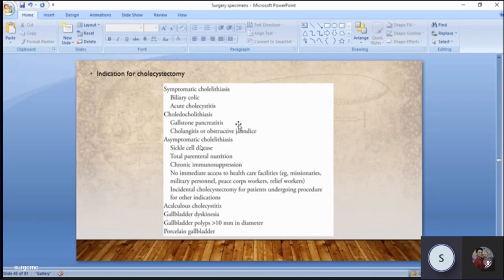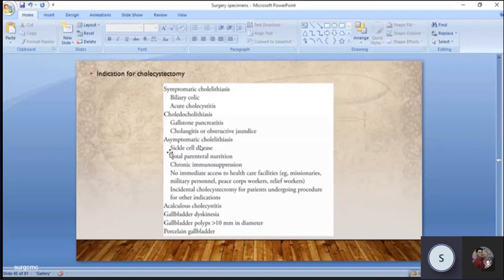And gallstone pancreatitis: if that CBD stone dislodges below and occludes the ampulla of Vater, it will lead to pancreatitis, which is known as gallstone pancreatitis. In that case also we have to do cholecystectomy. And in cholangitis patients. And what can be asked is what are the indications of cholecystectomy in asymptomatic cholelithiasis.